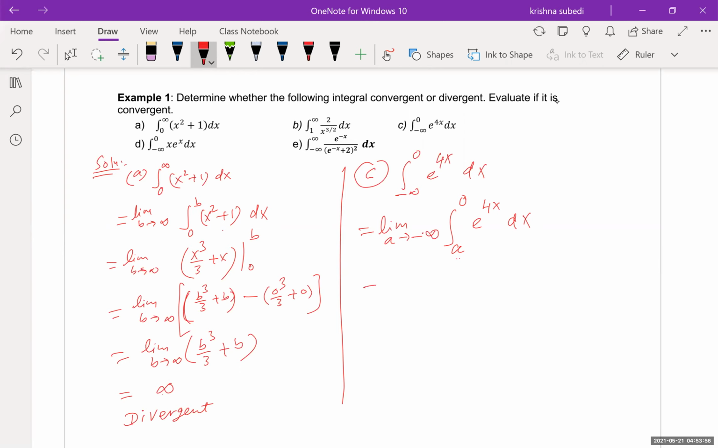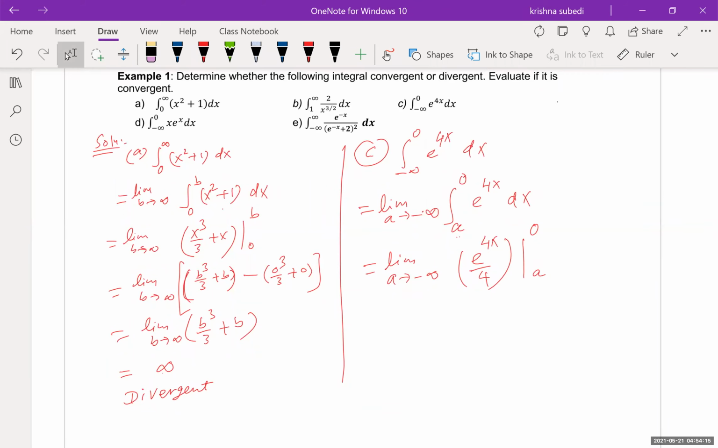Now limit as a tends to negative infinity, and you know how to evaluate the integral of e to the 4x, which is e to the 4x over 4, from a to 0. So the integration part is done. All you need to do is evaluate the limit. So let us evaluate the limit as a tends to negative infinity. I can write 1 over 4 outside.